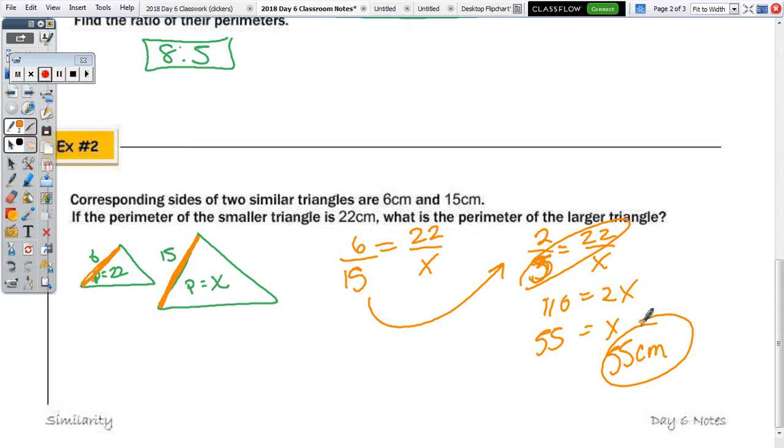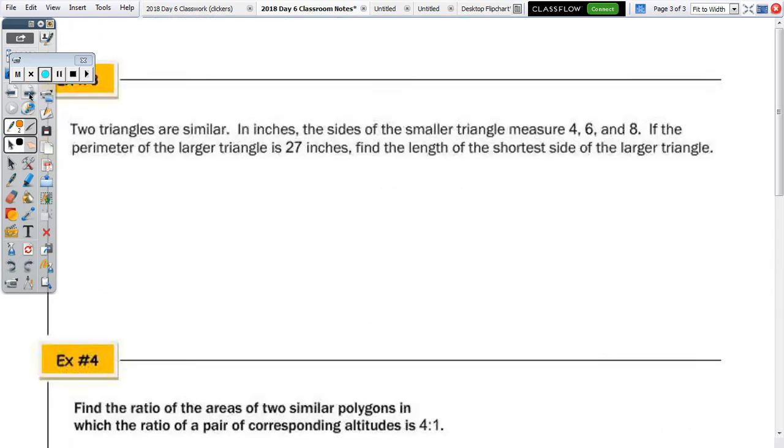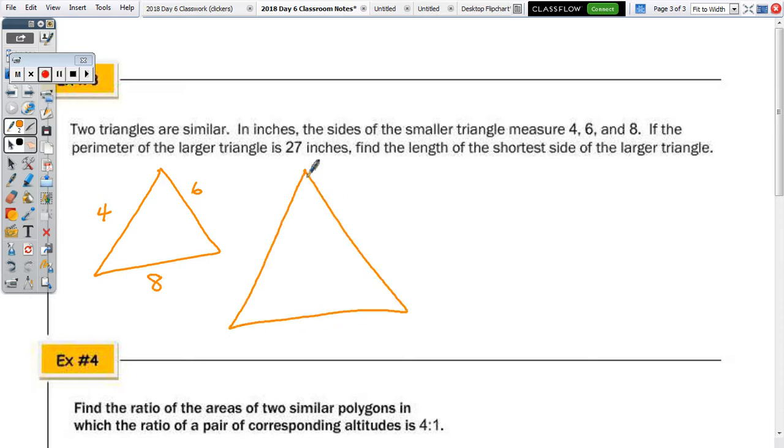And draw your picture for number 3. All right, so we have 2 similar triangles here. In inches, the sides of the smaller triangle are 4, 6, and 8. If the perimeter of the larger triangle is 27, find the length of the shortest side of the larger triangle.